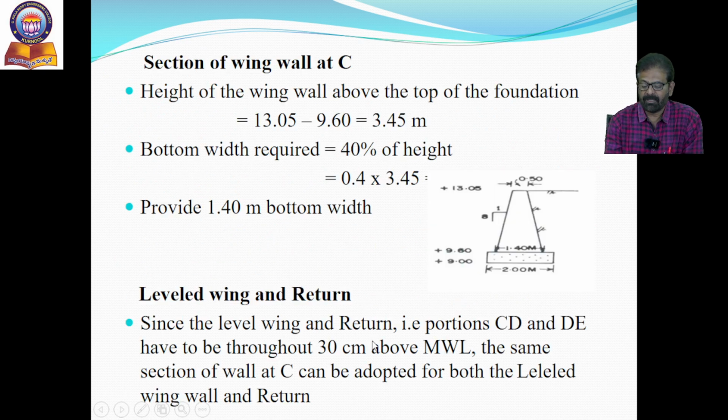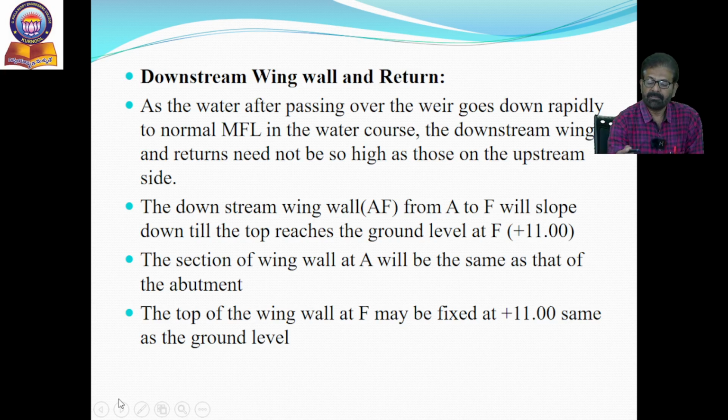Since the level wing and return, that is the portion CD and DE, have to be throughout 30 cm above MWL, the same section of wall at C, that is 13.05 at the top, can be adapted for both leveled wing wall and return. Similarly, downstream wing walls and returns also. Same procedure is adopted for downstream side also.